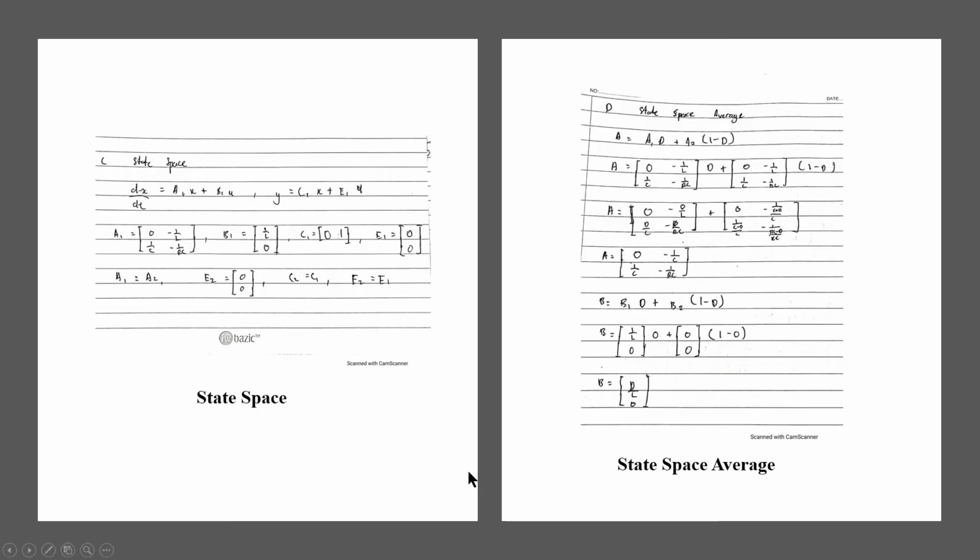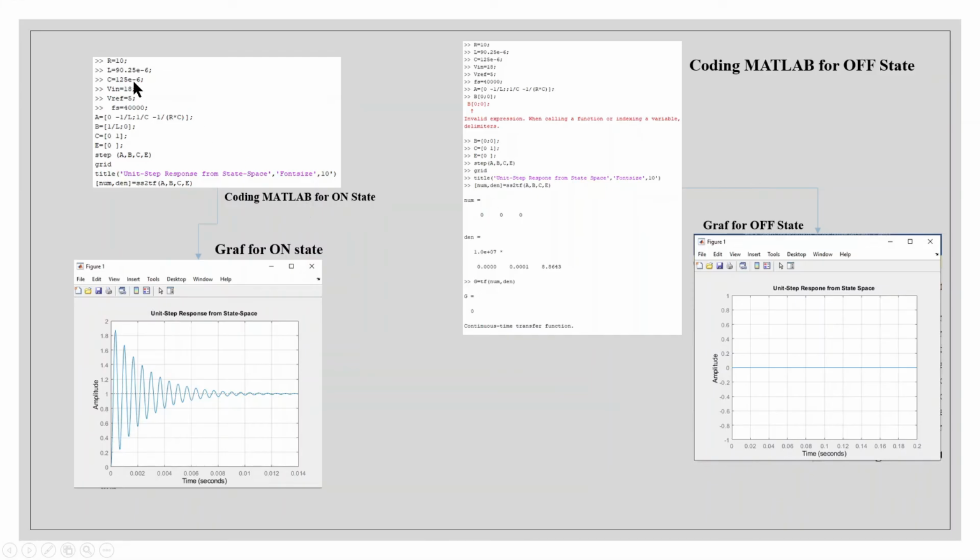And this is the state space calculation and also the calculation for the state space average. This is the coding we got from MATLAB, and this is the unit step response. This is the on state, and this is the coding for the off state and the unit step response.